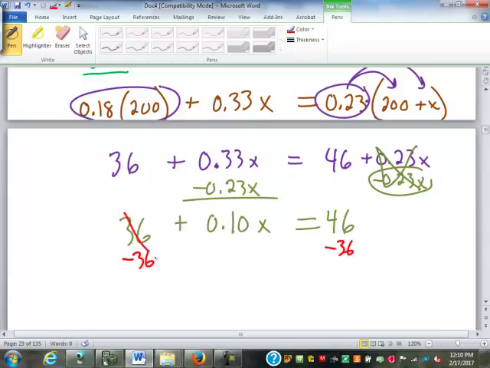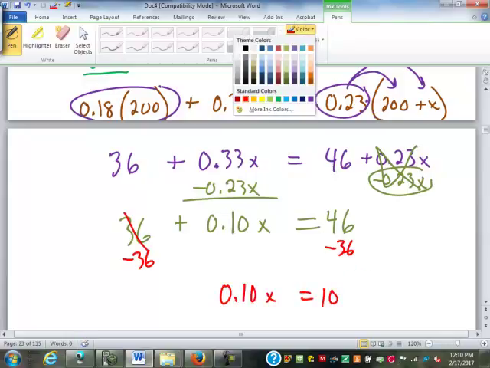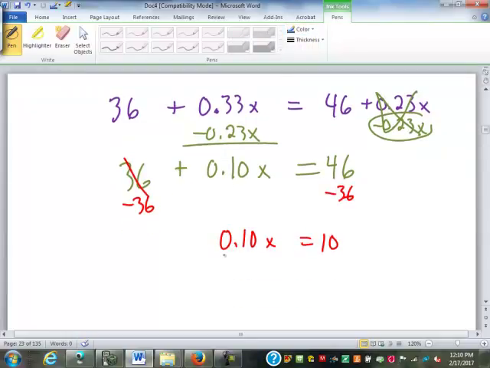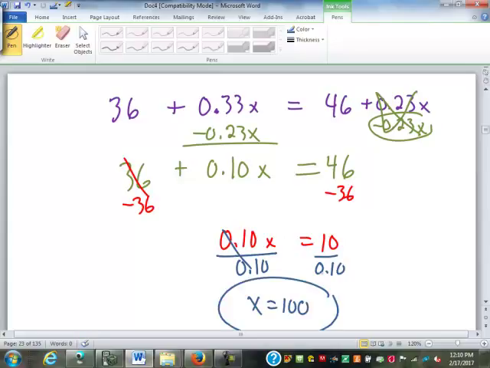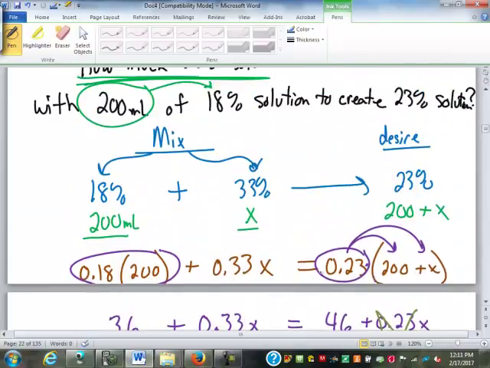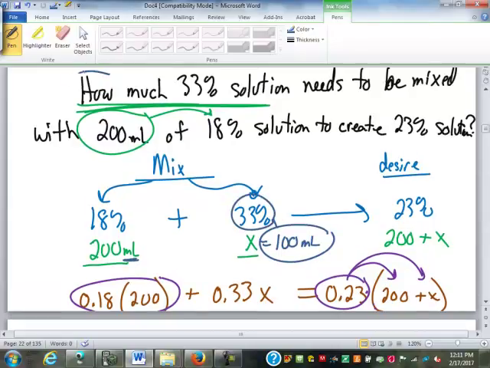Perfect. We subtract the 36. So we get 0.10x, or just 0.1x, equals 10. And then divide by 0.1. Very good. So x equals 100. So now again, we have to make sure we go back and answer the question. x is 100. The units are in milliliters here. That describes the amount of the 33%. And we are asked, how much 33% solution? So that is the answer we're looking for, 100 milliliters.